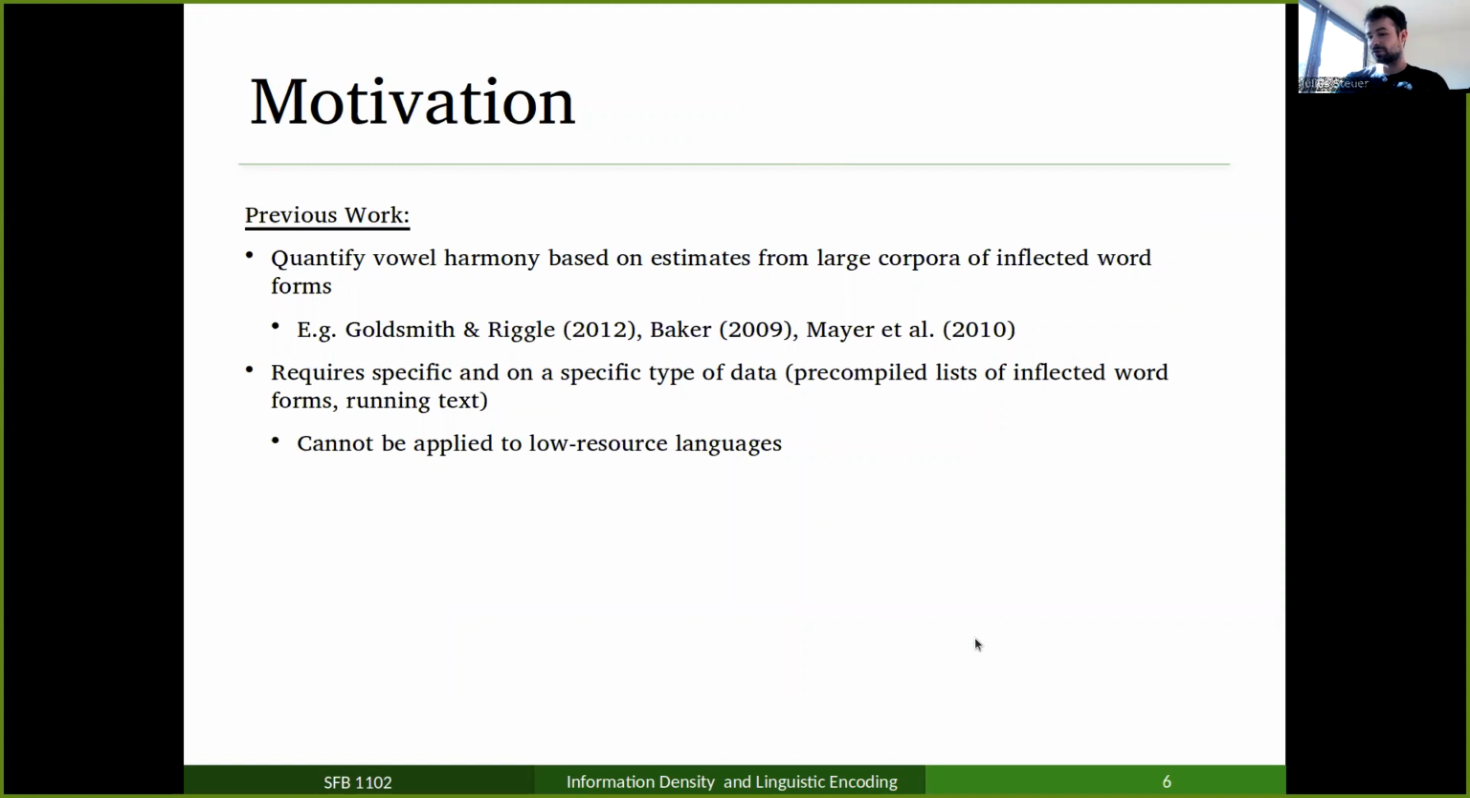So now our motivation. In previous work, vowel harmony was mostly quantified based on probability or frequency estimates derived from large corpora of inflected word forms, for example by Goldsmith, Baker, and Meyer et al. But this specific type of data is not easily acquired. It presupposes that you have at least some large corpus like the Bible or legal texts or whatever. But if you have a really low resource language, this obviously does not work.